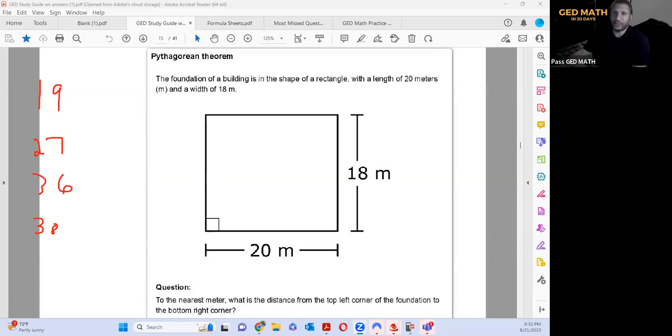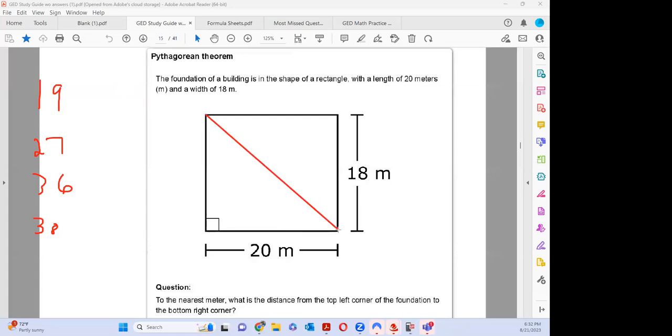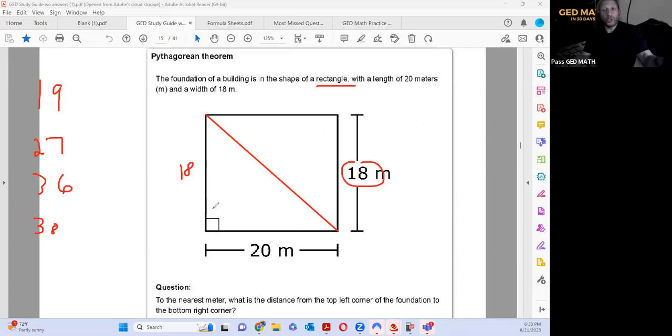Okay, so let's go over it. First of all, I'm going to give you a little clue. They said from the top left corner of the foundation to the bottom right, so let's draw that diagonal line first. Boom. The second thing you got to realize is that opposite sides are equal because they told you it's a rectangle. So this side is 18. This side is also 18. So now you should see the right triangle with two legs of 18 and 20.